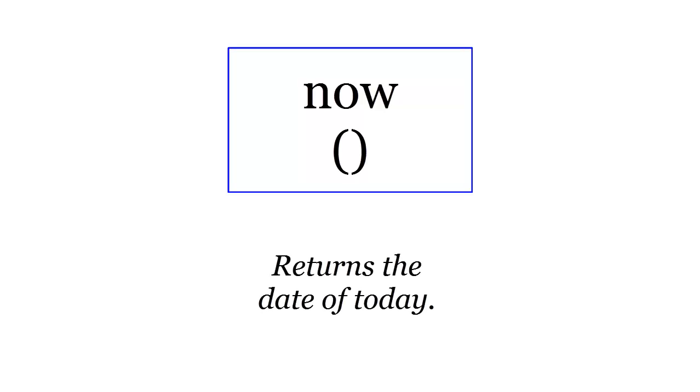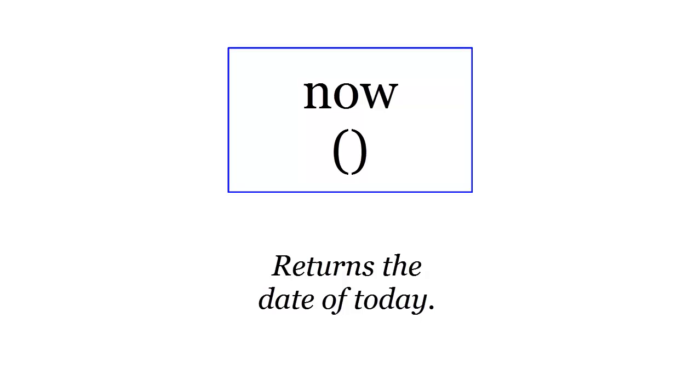Finally, we have the very commonly used function now. The purpose of this function is very simple. It returns the date of today. As you can see, this function is one of the few that does not need an input. The now function is often used in combination with other functions relating to date, such as the age function, in which one of the two dates can be the date of the day.